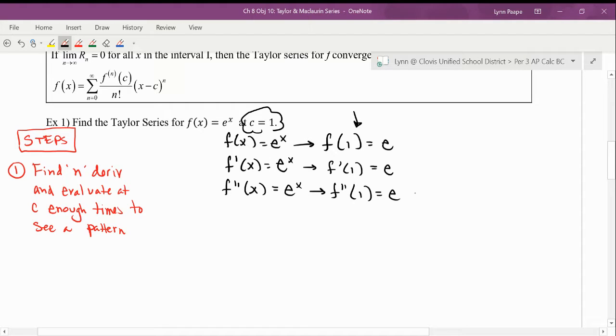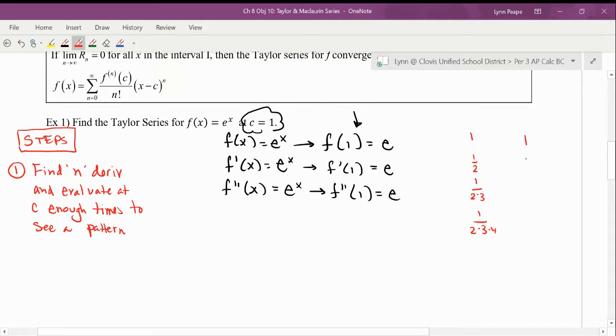So do I see a pattern over here? I hope so. That pattern is, look, no matter how many derivatives I take, I'm going to get e. Oftentimes a question that comes up is, what does it mean to see a pattern? Things that will happen would be, perhaps you get 1, and then you get 1/2, and then you get 1 over 2 times 3, and then 1 over 2 times 3 times 4. So you can see that you're working with factorials.